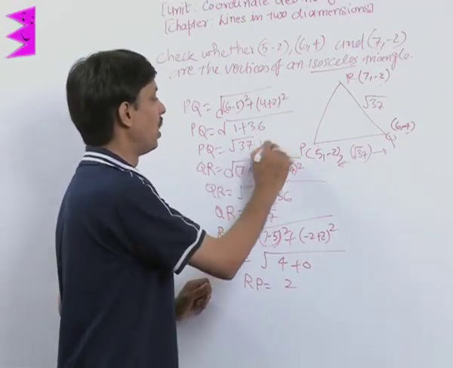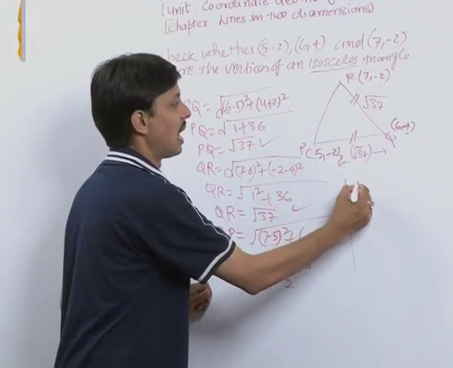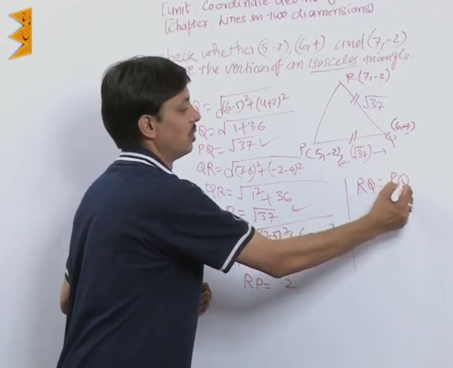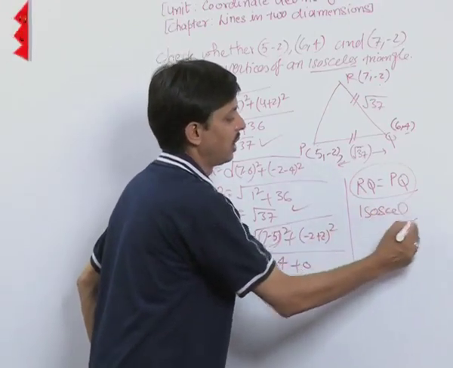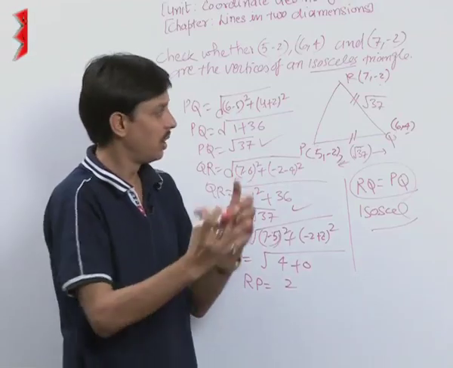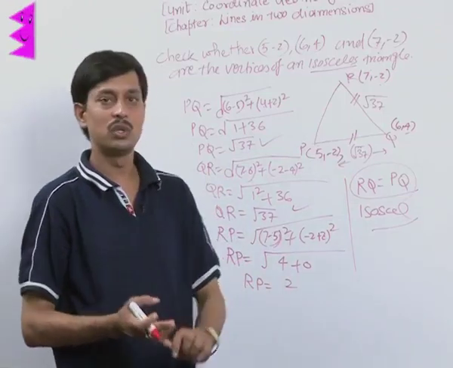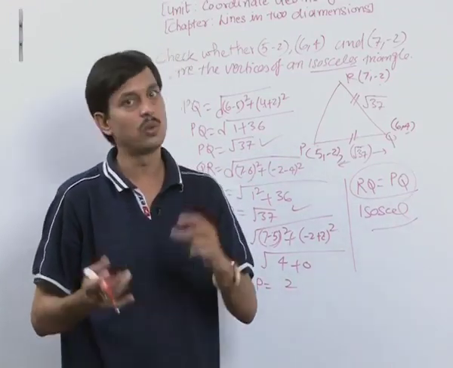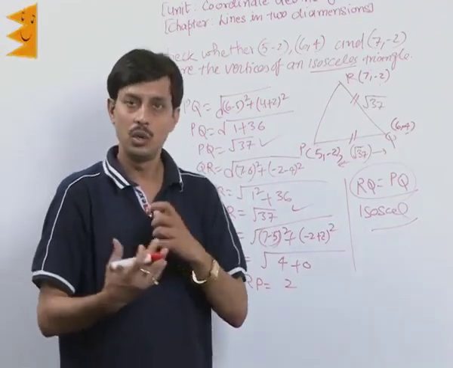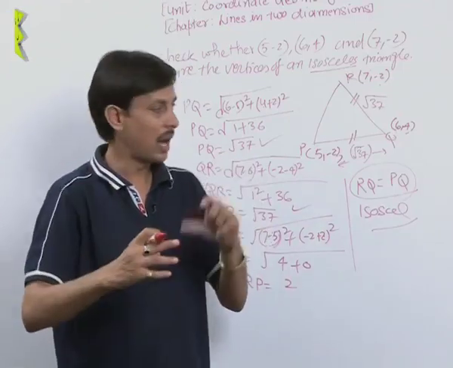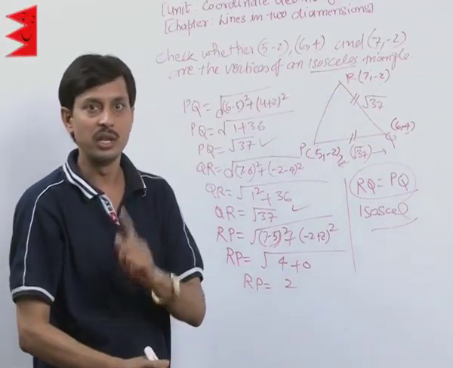We are observing here two lengths are root 37 and root 37. The length RQ is equal to PQ. If two sides of a triangle are equal, we say it is isosceles. So the triangle is what? Isosceles. So this way we can use the distance formula to check whether a triangle is isosceles, equilateral, scalene, right isosceles or right angle. You can go for practice of some more questions to apply this formula of the distance in deciding the nature of a triangle.